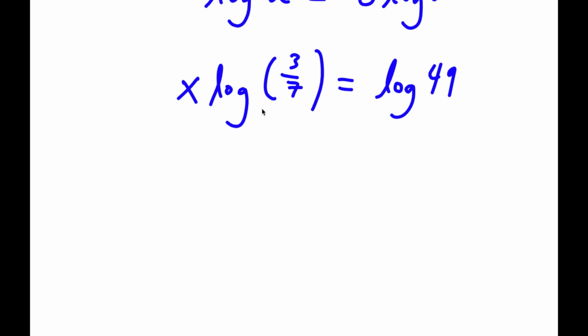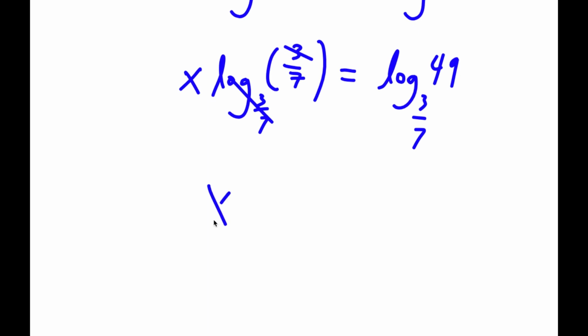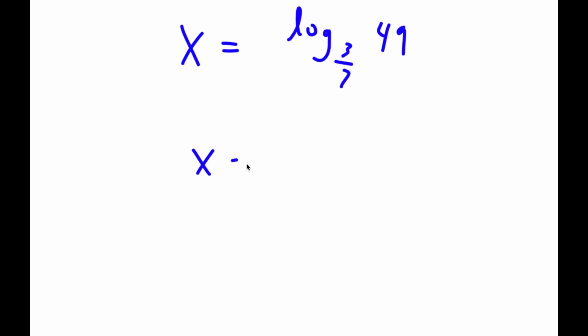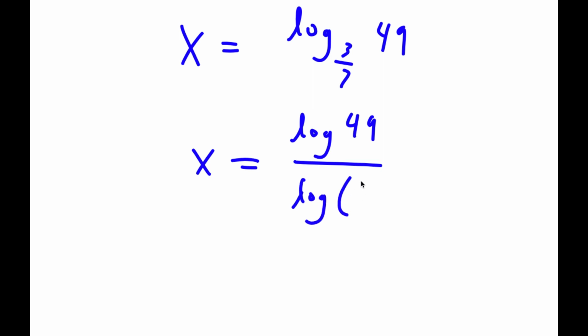And actually, I'm going to take log with base of 3 over 7, not just normal log. Sorry about that. So I have log base 3 over 7. And as you can see, these two are simply going to cancel out. So now I have x is equal to log base 3 over 7 of 49. And now this is the same thing as log 49 over log 3 over 7.